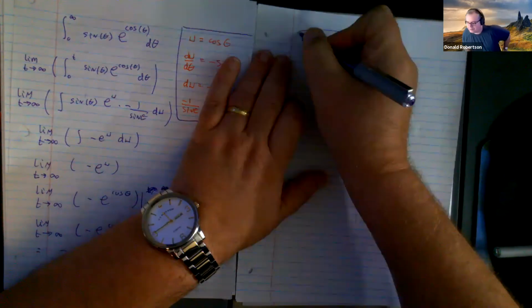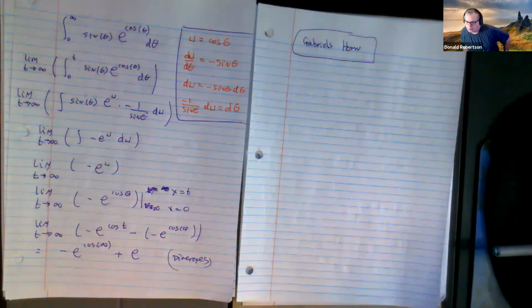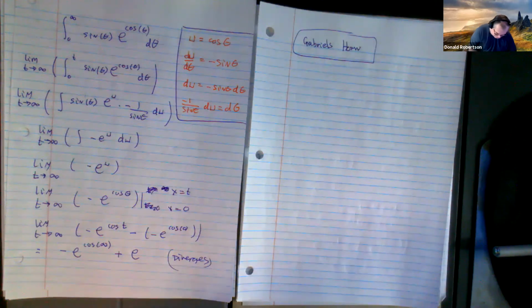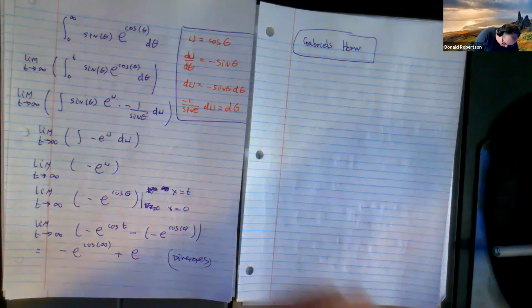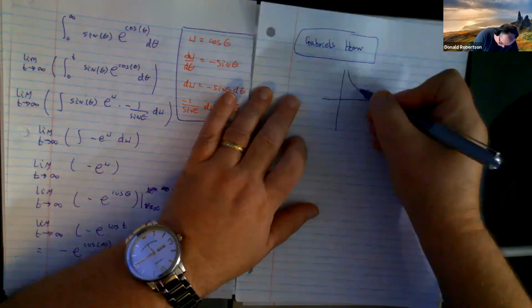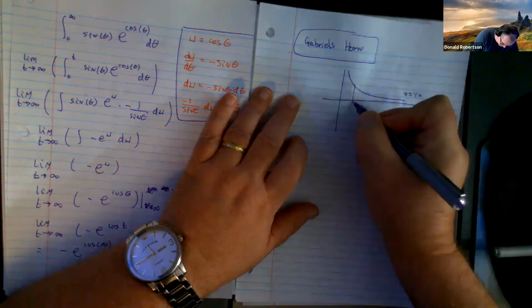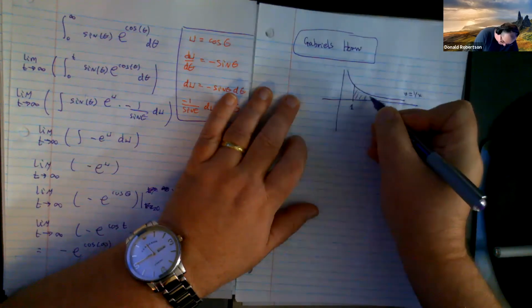This thing's called Gabriel's horn. Look it up. Gabriel's horn has some weird properties. I want you to take, or imagine you take, the function 1 over x. Nothing really remarkable about it. And you start at 1 and you integrate it.